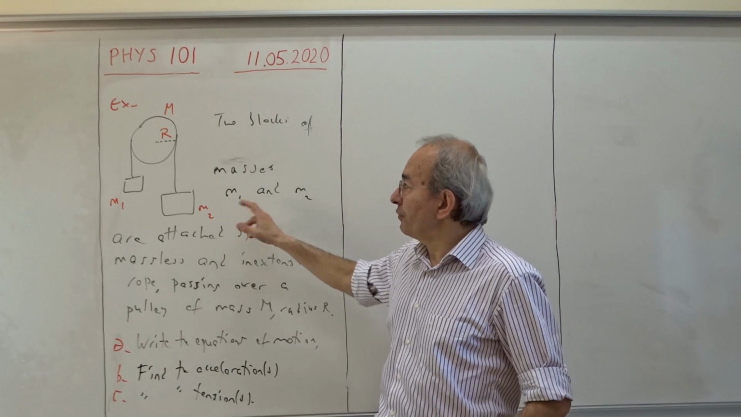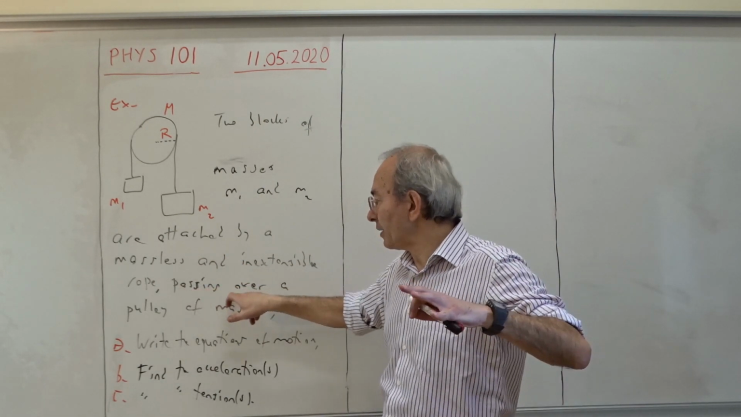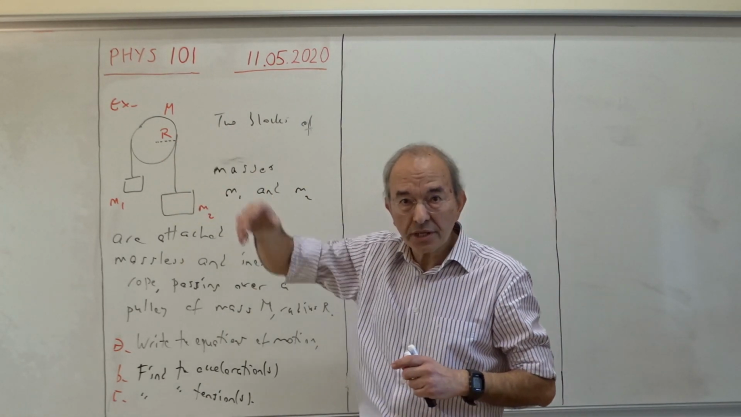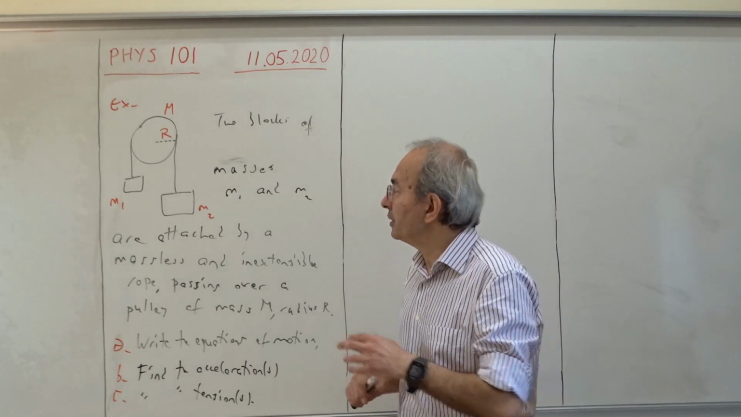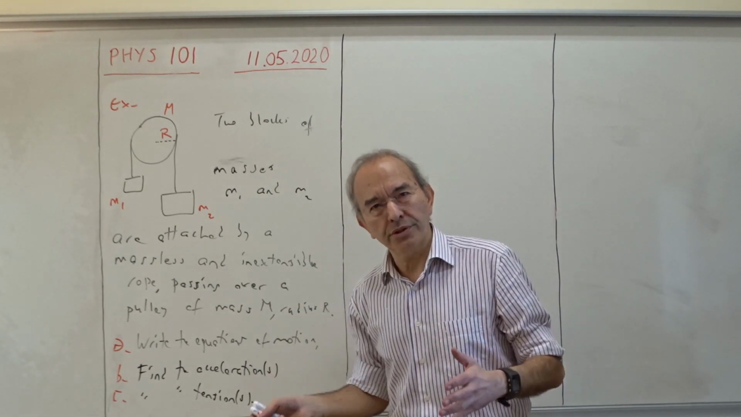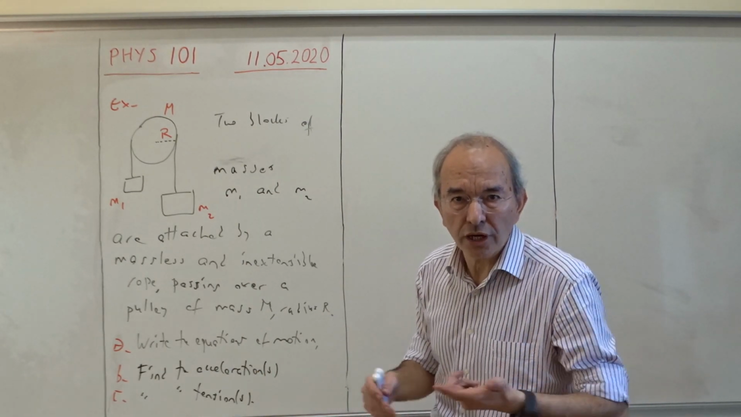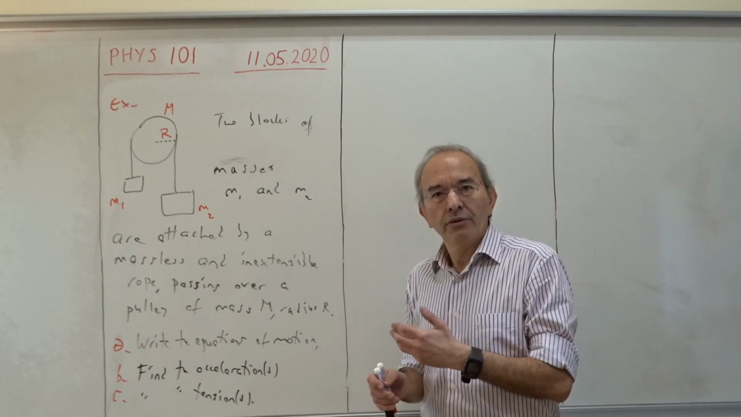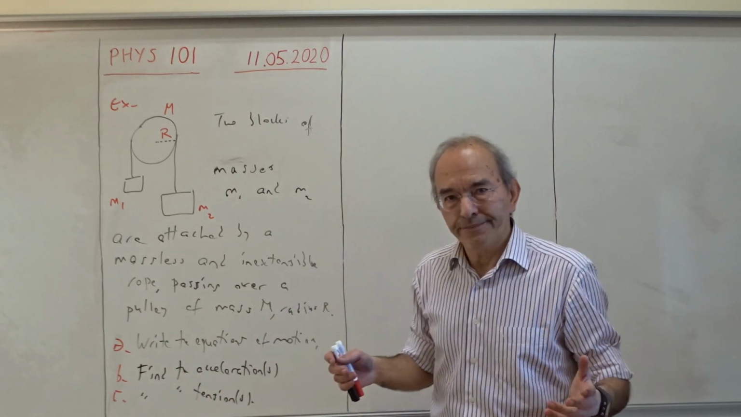Blocks of different masses are attached by an extensible rope, but it was passing over a massless pulley. So the pulley, this is a disc, but its mass was negligible. Its radius was not important. Because we didn't know about the inertia in chapters 3 and 4, until chapter 9, when we come to the rotational dynamics, we didn't have anything about the moment of inertia.